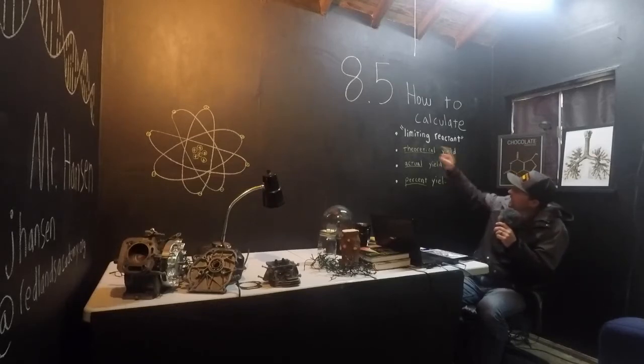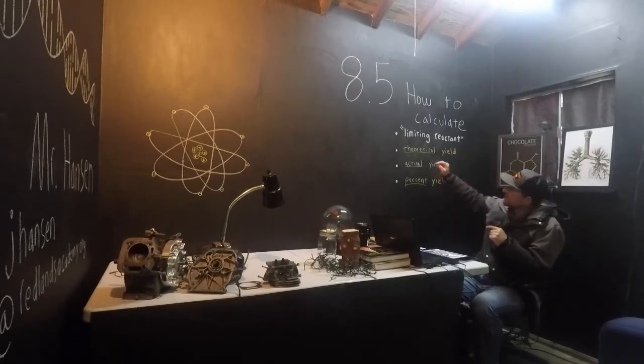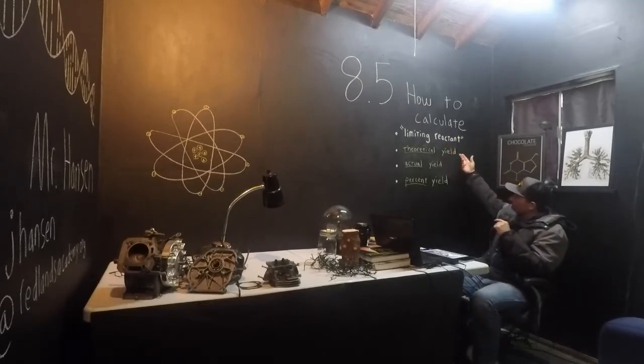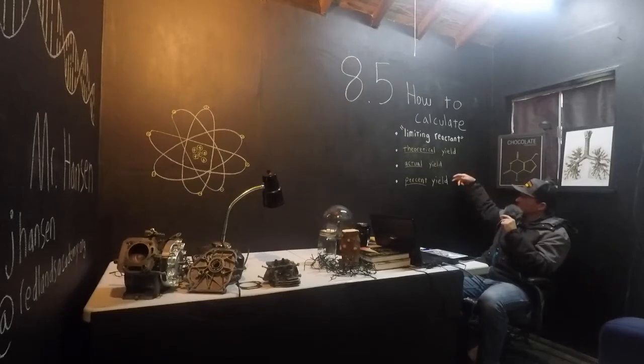We're doing 8.5, the section in your book if you want to follow along. Our objective is what we're going to learn: how to calculate the following things, which are going to be the theoretical yield, the actual yield, and percent yield. I put limiting reactant in the bullet point, but that's not actually something we're calculating.